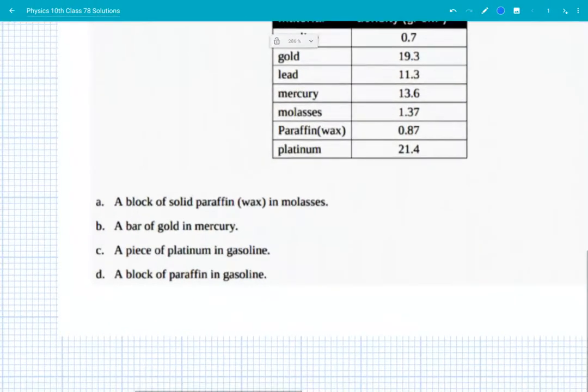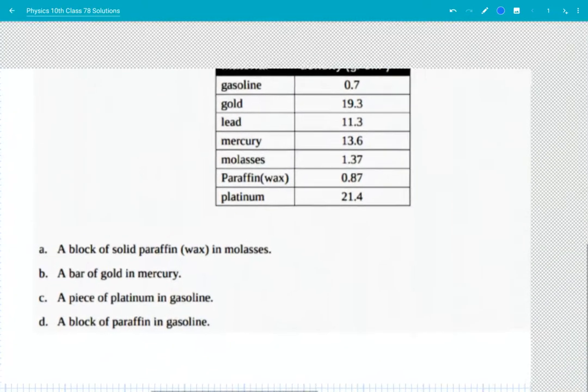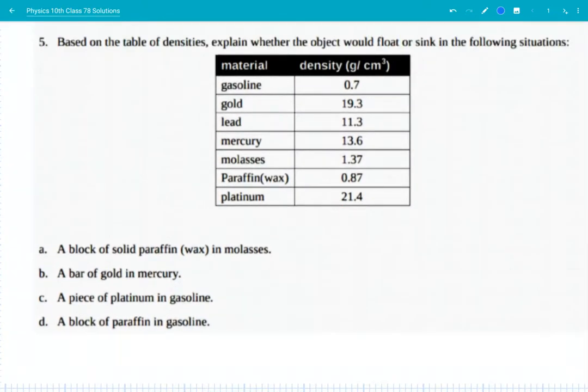Letter C, a piece of platinum in gasoline. Platinum is even more dense than gold, and gasoline is really not that dense. So obviously the platinum would sink like a rock in the gasoline. D, a block of paraffin in gasoline. Density of paraffin, 0.87. Gasoline, 0.7. Which one's more dense? The wax. Therefore, the wax would sink.